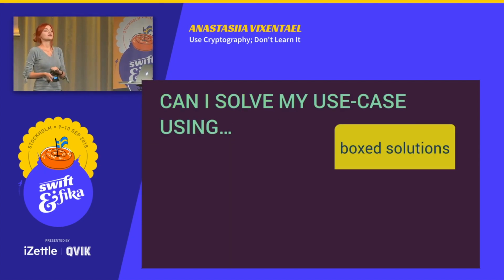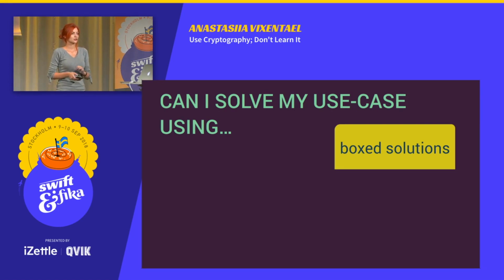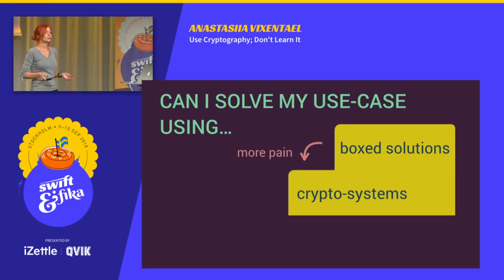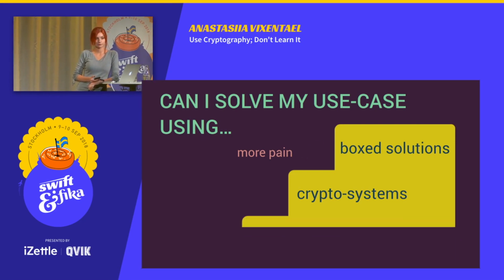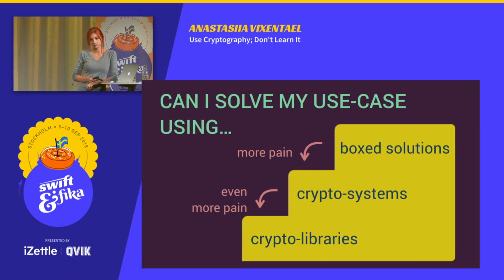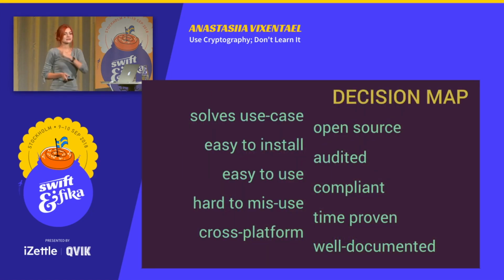So, if you have a security problem you want to solve, the first step is to try to find a boxed solution that solves everything you need. Then, if you don't find one, or if it doesn't solve all you need, you step down, looking for a crypto system. Only then are you reading GitHub and Stack Overflow, trying to find a library. Because each step down means you need more and more effort and time to implement and to support your solution. This is your decision map.